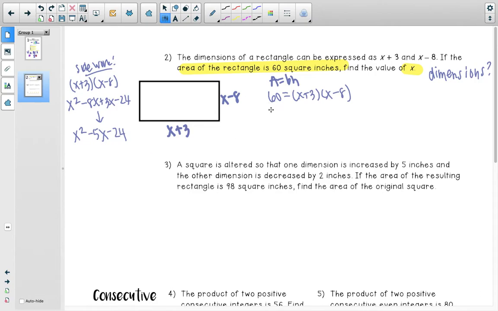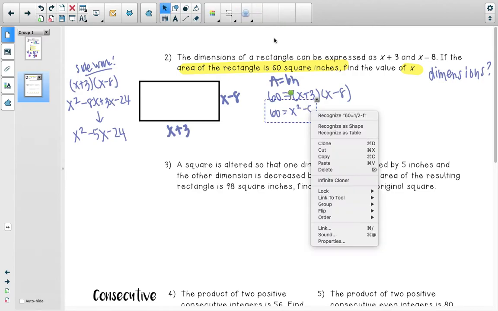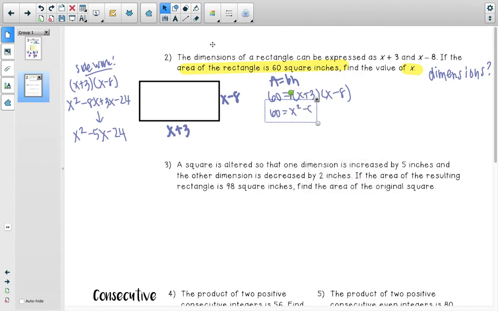We did this. All right, so we have 60 equals x squared minus 5x minus 24. Okay. Any guess of what your next step is?